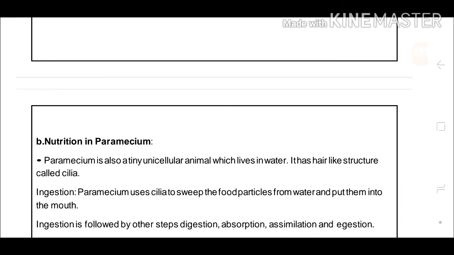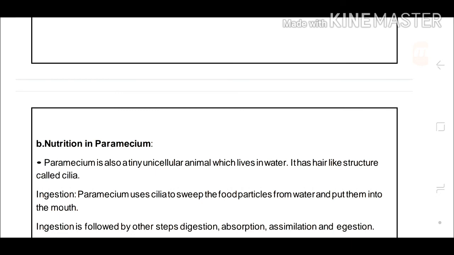B. Nutrition in Paramecium. Paramecium is also a tiny unicellular animal which lives in water. It has hair-like structures called cilia. Ingestion. Paramecium uses cilia to sweep the food particles from water and put them into the mouth. Ingestion is followed by the other steps: digestion, absorption, assimilation, and egestion.